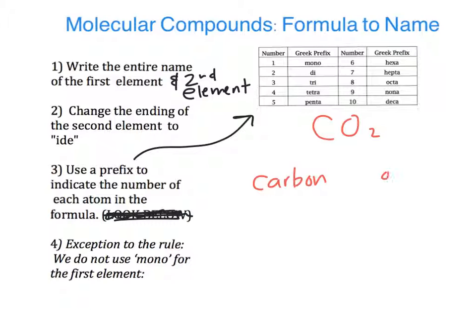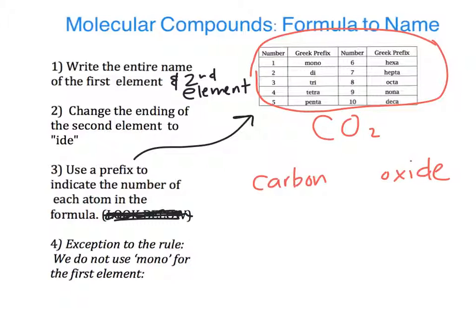So we have carbon oxide. That's what we're going to start off with. Then we get to this third step, using a prefix to indicate the number of each atom in the formula. So this is new. Molecular compounds use these prefixes that I've indicated up here in this table. And a prefix is something that can be added onto the beginning of a word, and it can indicate something. And these are all kind of based on Greek.